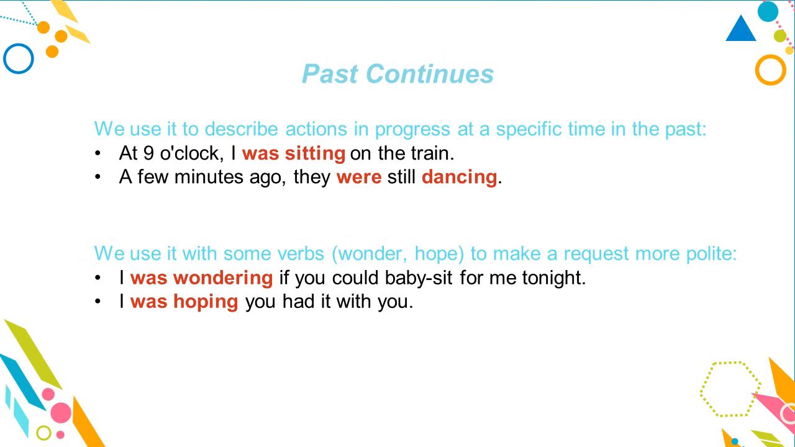Now moving on to the past continuous. We use the past continuous to describe actions in progress at a specific time in the past. For example, at 9 o'clock, I was sitting on the train. Another example, a few minutes ago, they were still dancing. We can also use the past continuous with some verbs like wonder and hope to make a request more polite. For example, I was wondering if you could babysit for me tonight. Another example would be, I was hoping you had it with you.